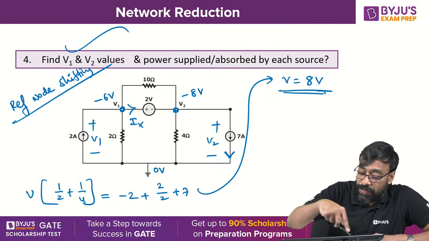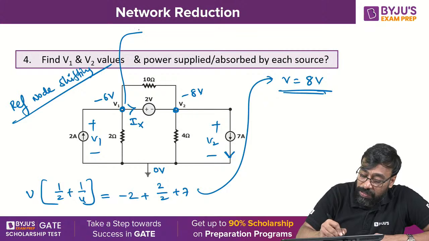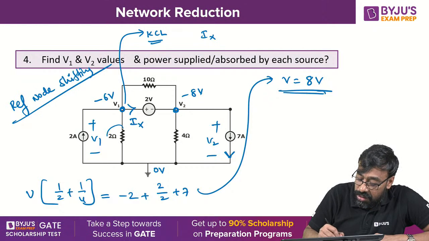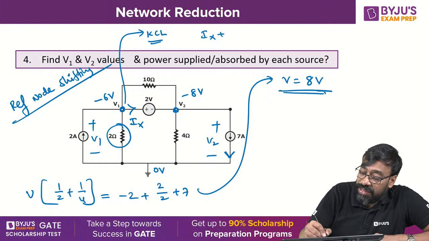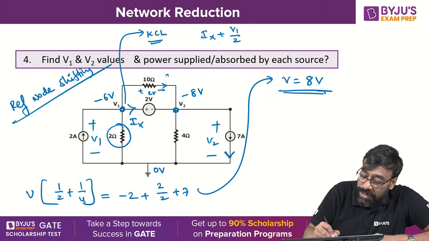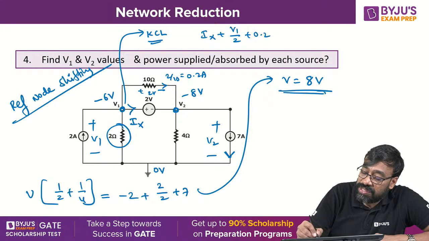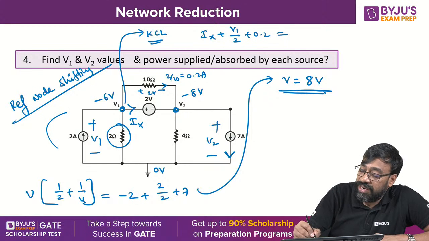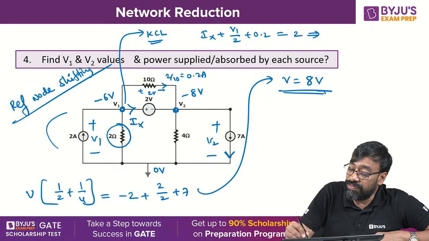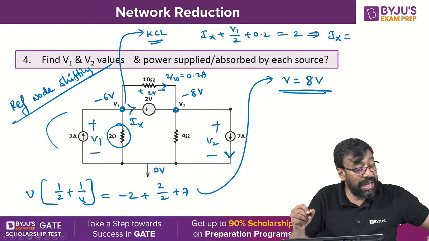Okay, so tell me, when you apply KCL here, Ix is leaving, 2 amperes is entering, V1 by 2 is leaving, and 2 by 10, this is 2 volts, right? So 2 by 10 is nothing but 0.2 amperes leaving, but 2 amperes is entering. From this, when you substitute V1 is equal to minus 6 volts, finally I will give you the Ix value.